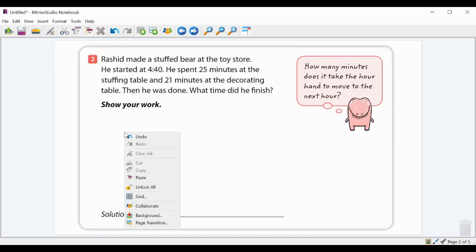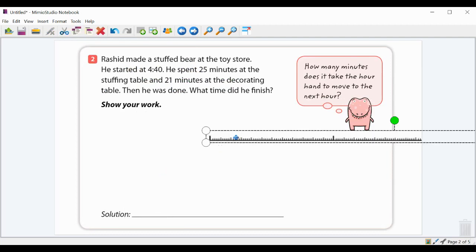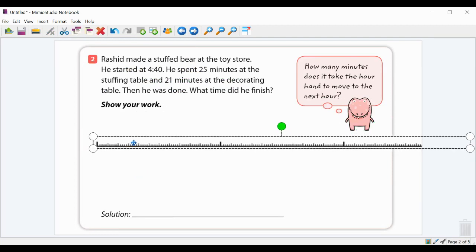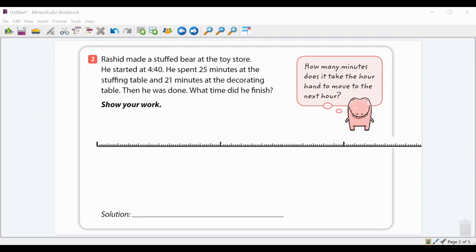All right, question 2. Rashid made a stuffed bear at the toy store. He started at 4:40. He spent 25 minutes at the stuffing table and 21 minutes at the decorating table. Then he was done. What time did he finish? So this time we have to figure out the end time. That's what we don't know. We know the start time though. It said he started at 4:40.